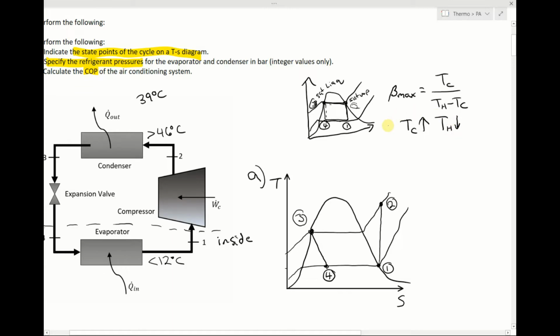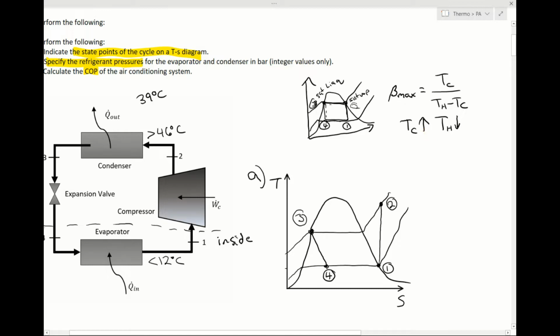Another way of saying this is that the bigger the difference between the hot and the cold source, the less efficiently our system is going to run. If you were to have an even hotter day than 39 degrees Celsius, it's of course going to be harder to pump heat from this cold inside into that outside. So this also makes intuitive sense.